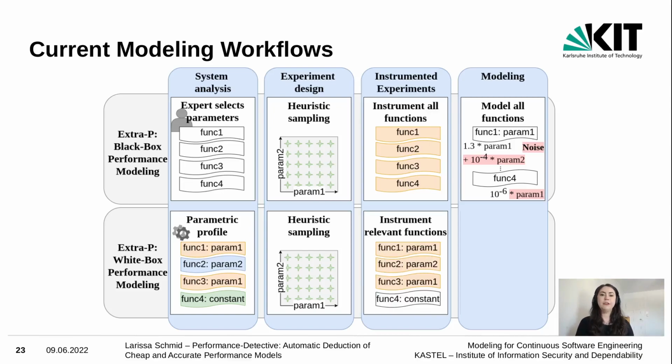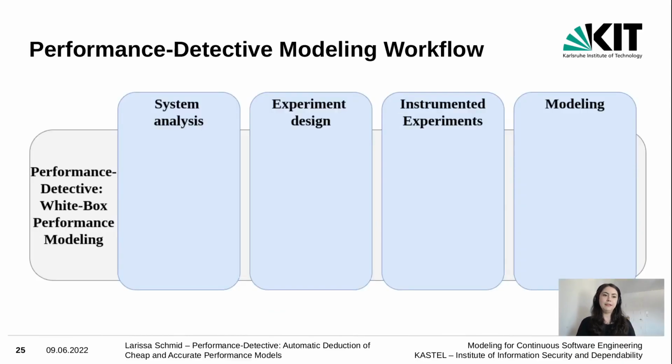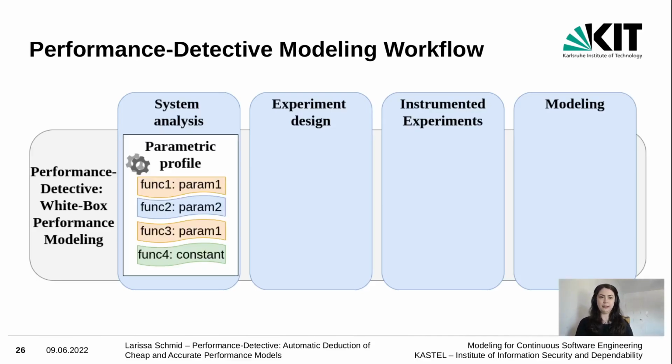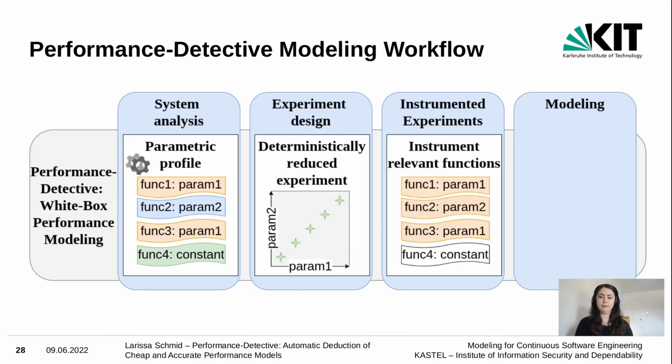However, in the third step, they then can go ahead and instrument only the functions identified as relevant by perf-taint, and also model only the relevant functions based on the known dependencies. So, and this is where our workflow comes into play. We also use the parametric performance profile provided by perf-taint. However, in the second step, we then make use of this to deterministically reduce the experiment design with performance detective.